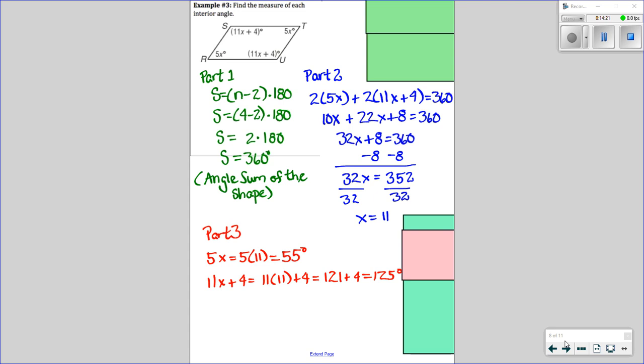So for the interior angles, if you don't know the sum of the interior angles of the shape, use s equals n minus 2 times 180. If you know it because you memorized it, then you just skip one part and then go on to the next to find what you need to find.